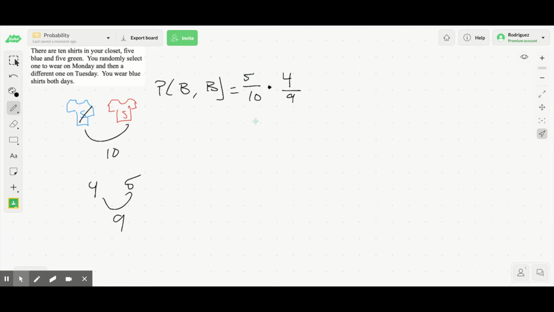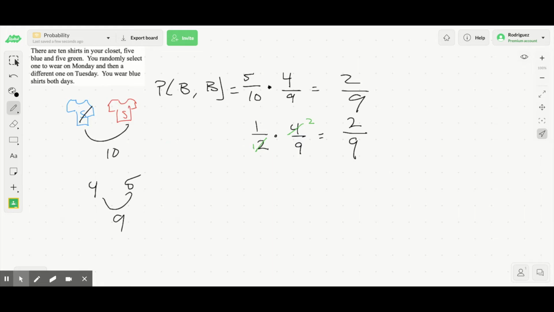And then I'll be able to simplify my fractions because it's easier that way. And I'll realize that 2 divides into 4 2 times. So the probability will be 2/9. So I have a 2/9 probability of choosing blue and then blue again on consecutive days.